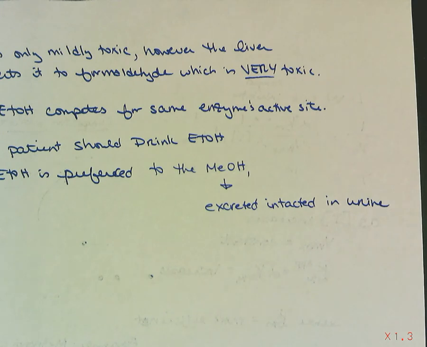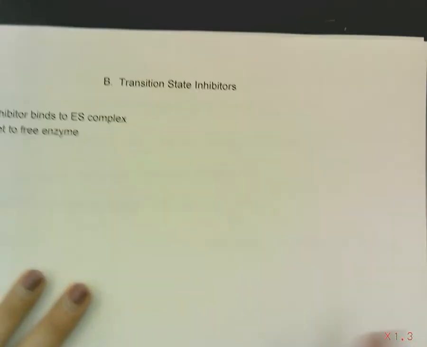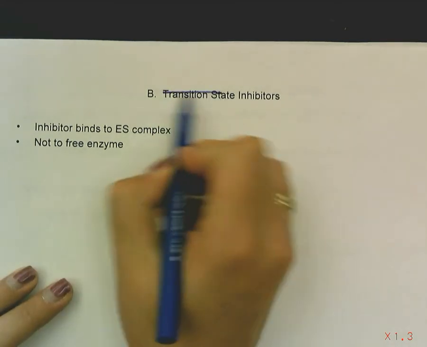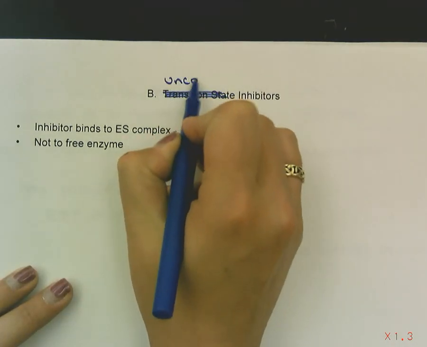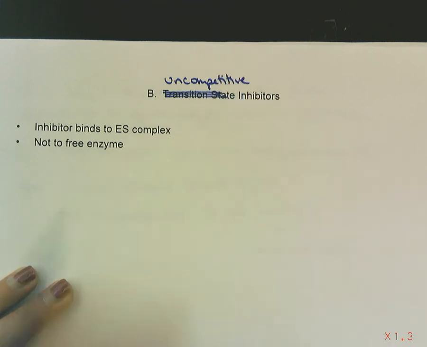Let's at least look at my uncompetitive. And this one's labeled wrong. Sorry, I must have been copying and pasting. This should be uncompetitive inhibitors. So this is where the inhibitor binds to the enzyme-substrate complex, not to the empty active site. So the substrate has to be bound for this one to inhibit.